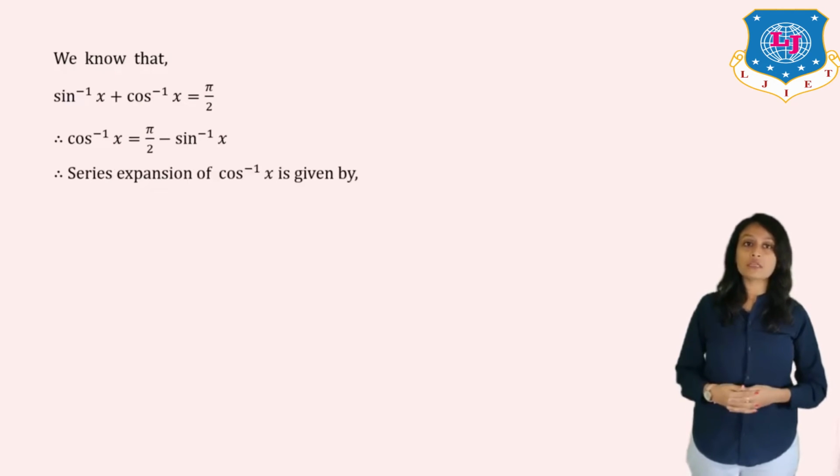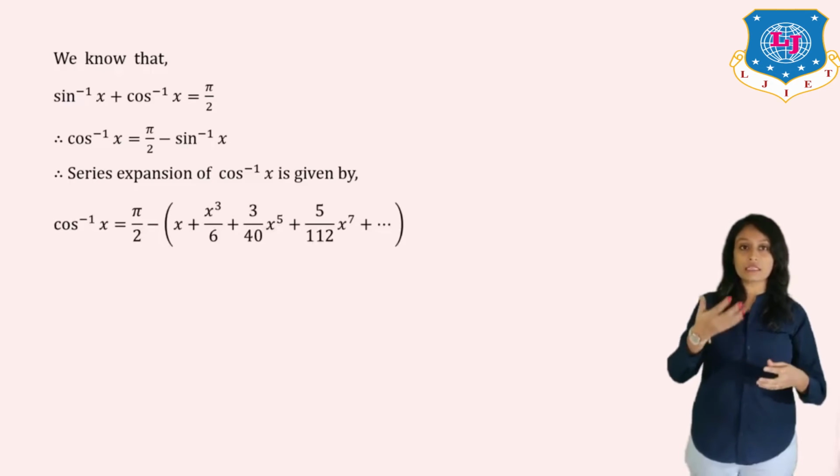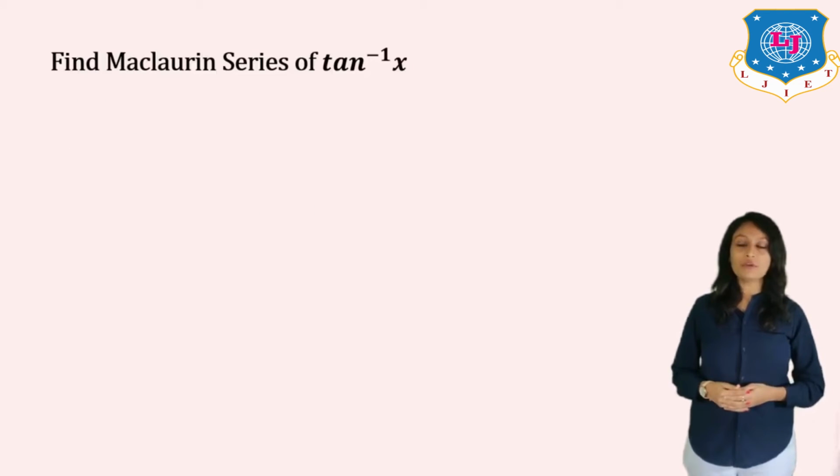Okay, so now just substitute the series of sin inverse x. So you will get cos inverse x as pi by 2 minus the series of sin inverse x. So here we have the series of cos inverse x. Okay, now we'll find the Maclaurin series of tan inverse x.